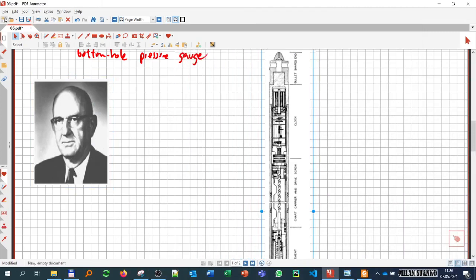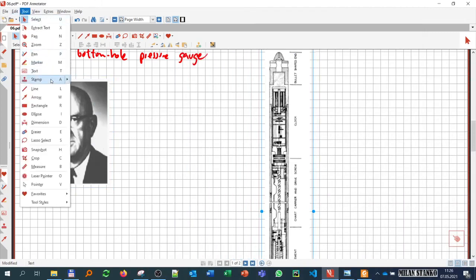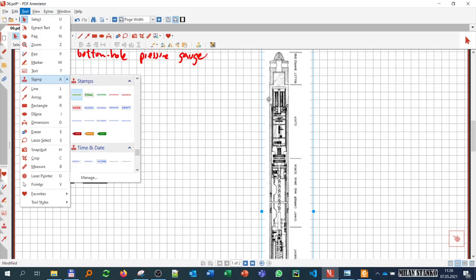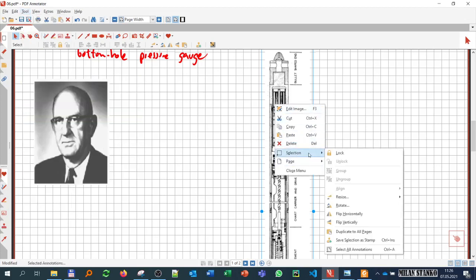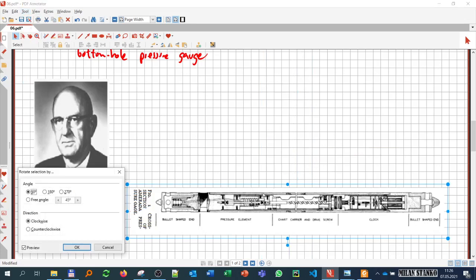I'm not sure if I can rotate this. Let's see. Rotate.